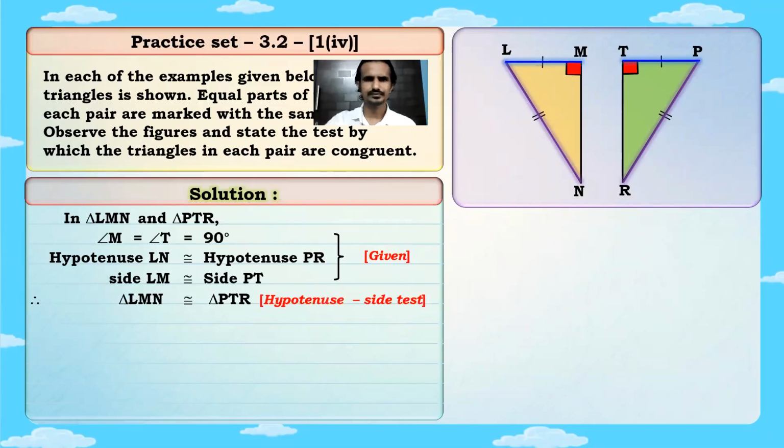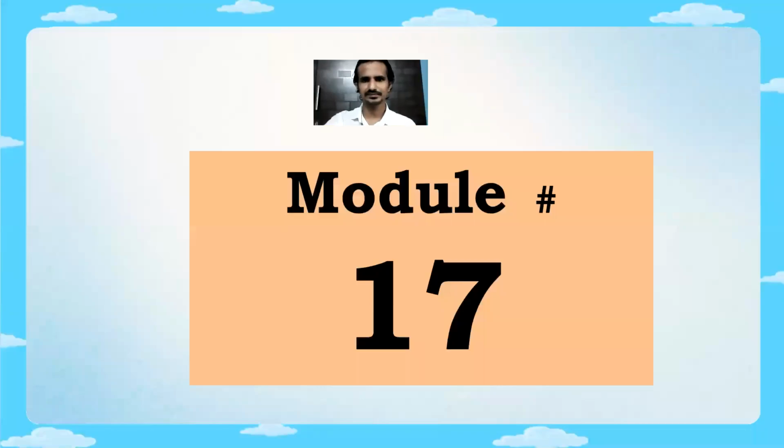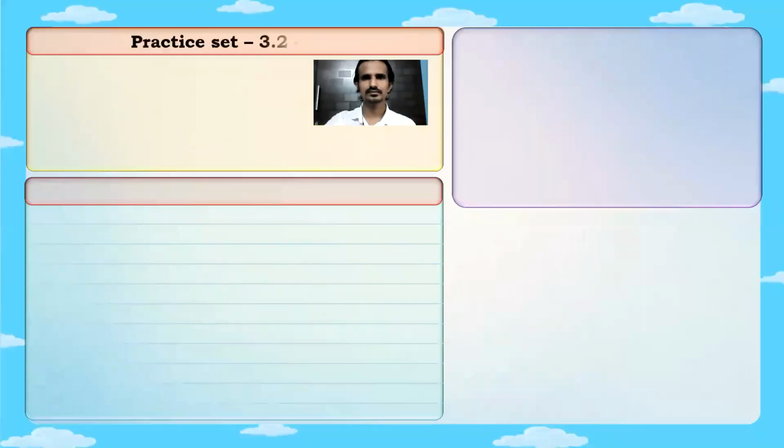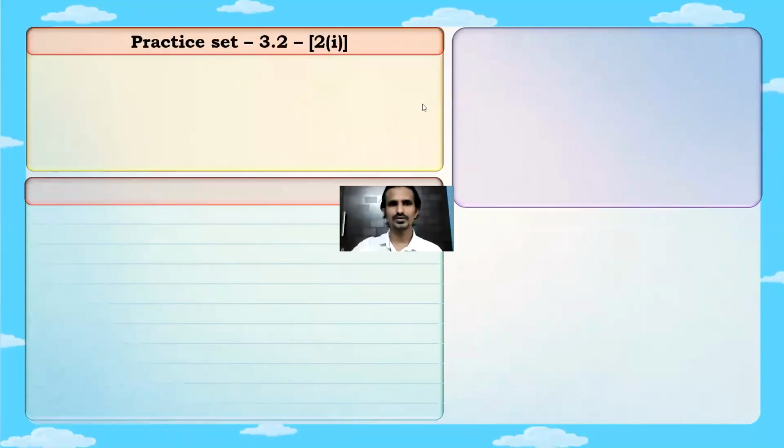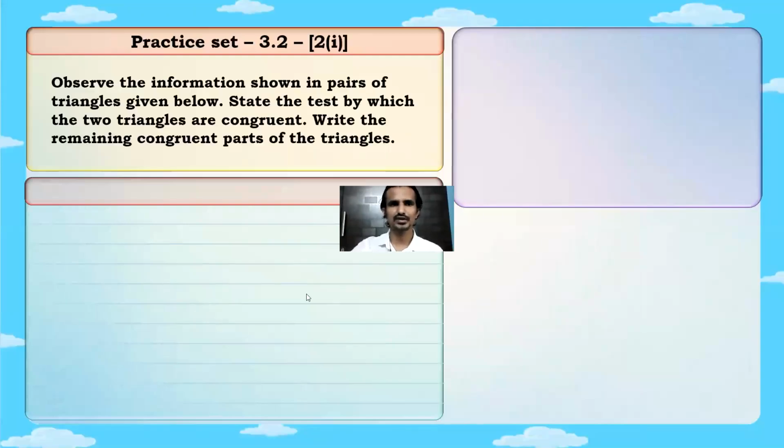All right. So this was a very simple example. Let's take the next one. So now we have the second question of 3.2. Let's read the question, everyone. In the second question we have, observe the information shown in pairs of triangles given below. State the test by which the two triangles are congruent. Write down the remaining congruent parts of these triangles.